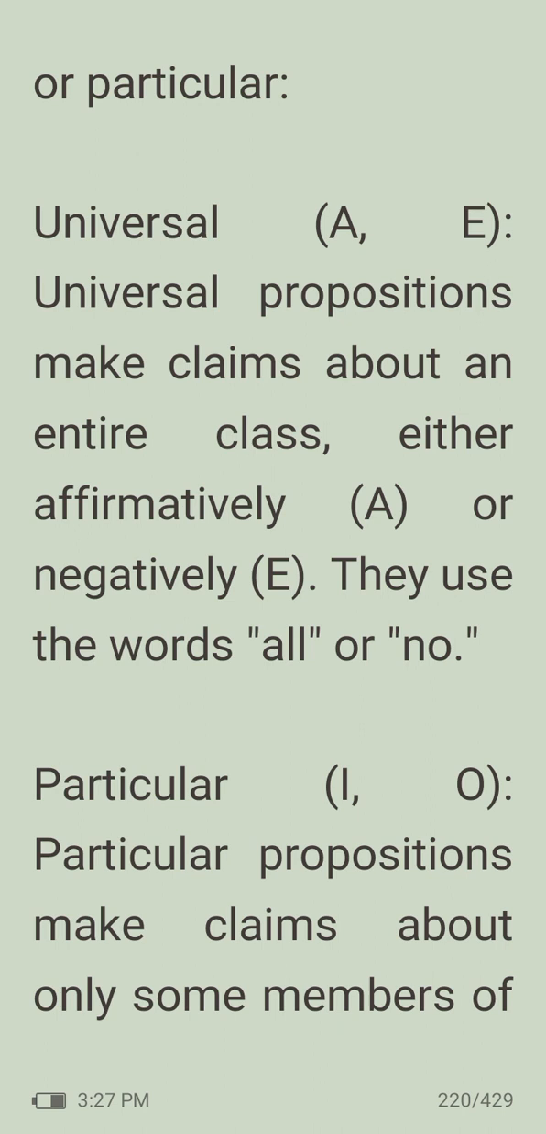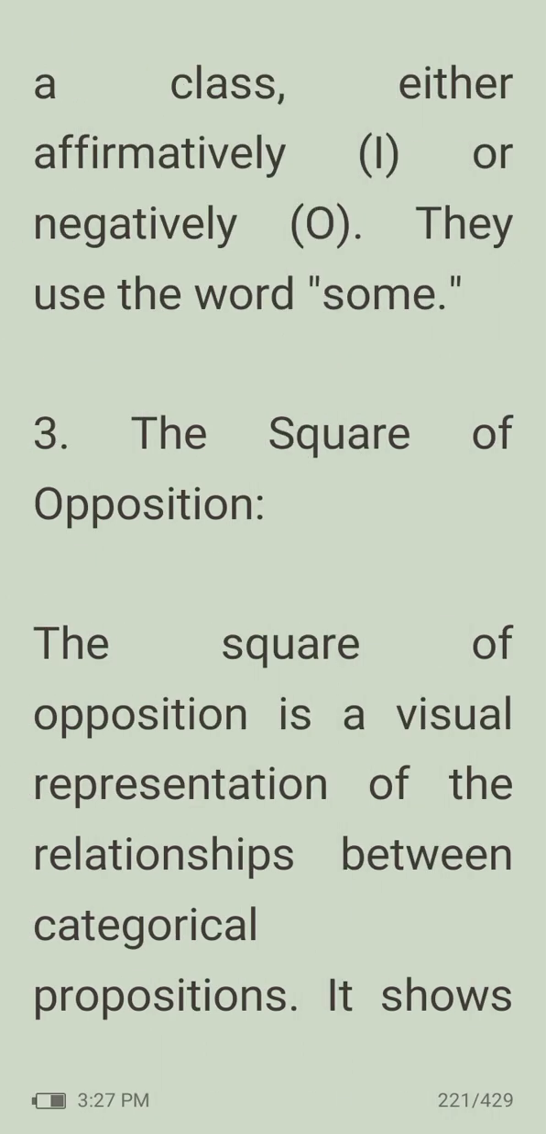Universal propositions make claims about an entire class, either affirmatively or negatively. They use the words all or no. Particular propositions make claims about only some members of a class, either affirmatively or negatively. They use the word some. The square of opposition. The square of opposition is a visual representation of the relationship between categorical propositions.